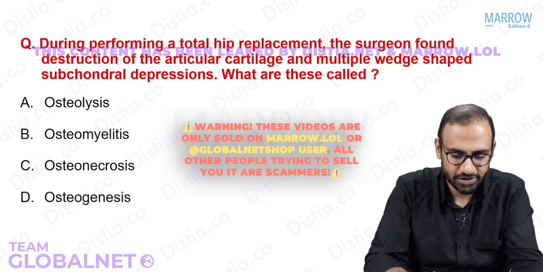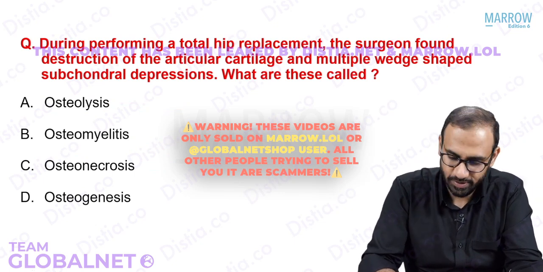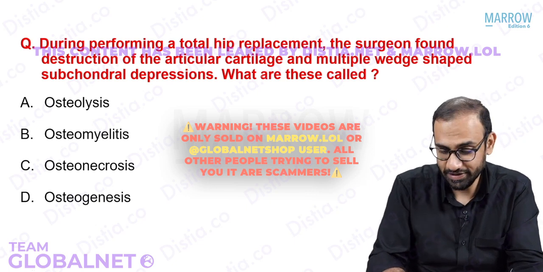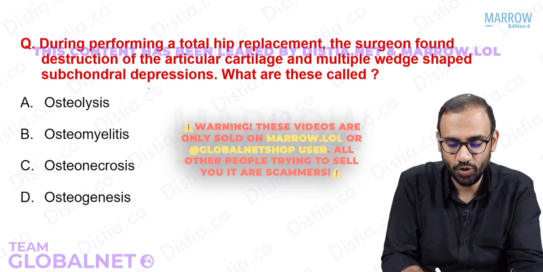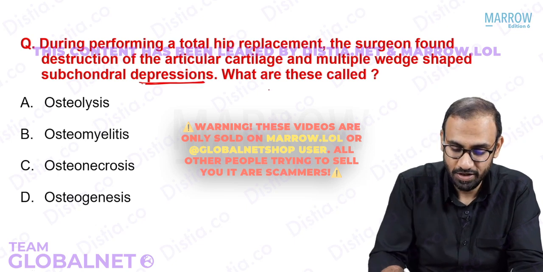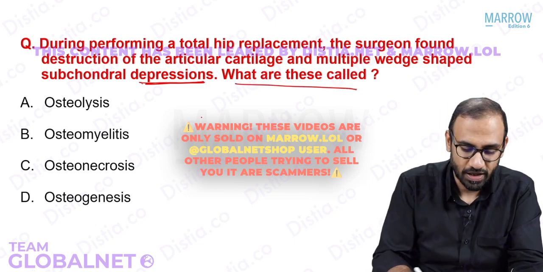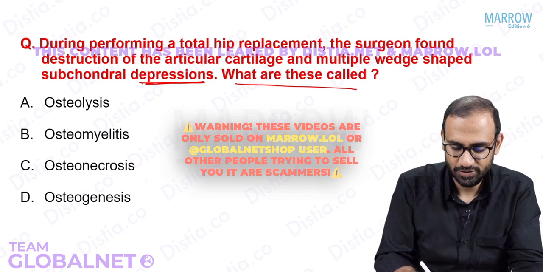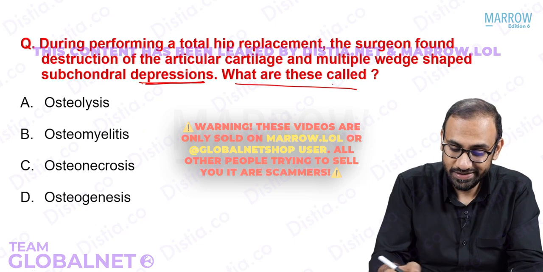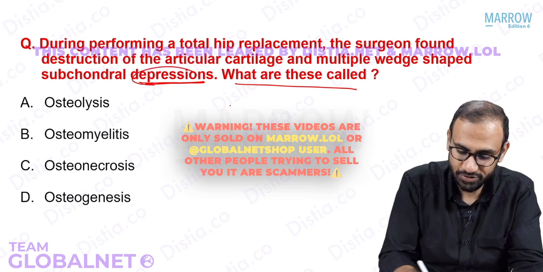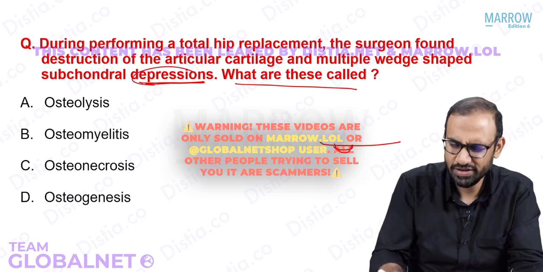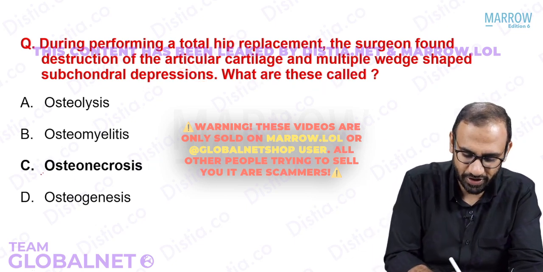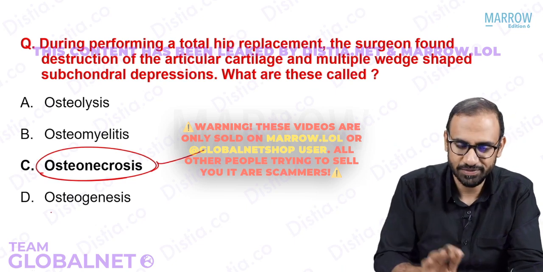The first question is: during a total hip replacement, the surgeon found destruction of the articular cartilage and multiple wedge-shaped subchondral depressions. What are these called? Osteolysis, osteomyelitis, osteonecrosis, or osteogenesis? So what did the surgeon encounter? Subchondral depressions. So these are your subchondral cysts, right? What are these cysts? These are basically your osteonecrosis. That is the answer. Is that clear?